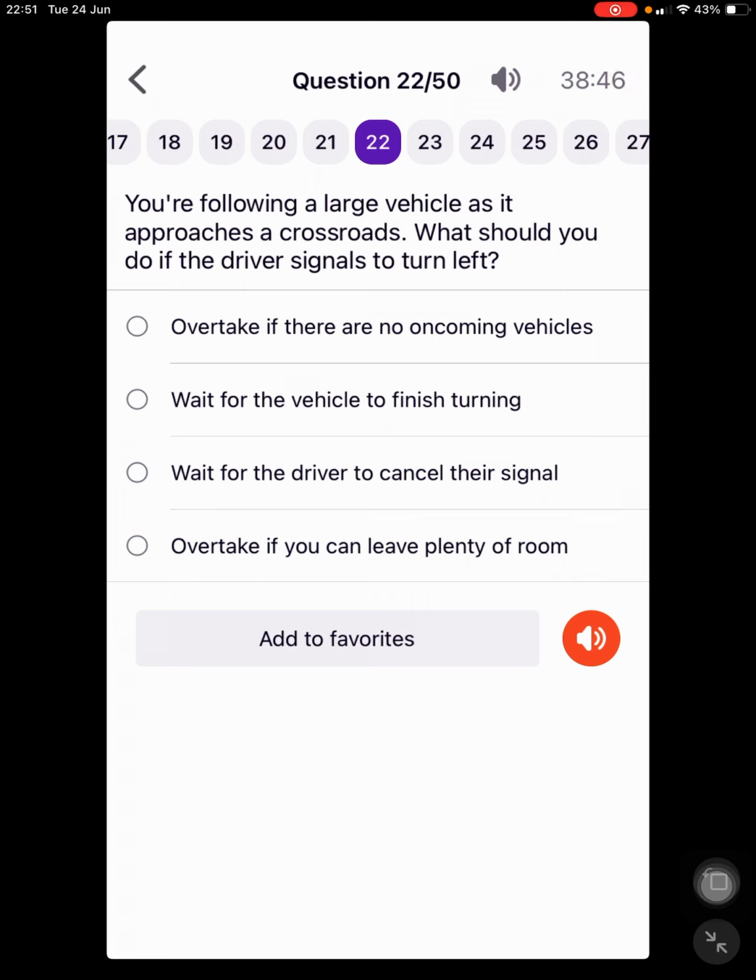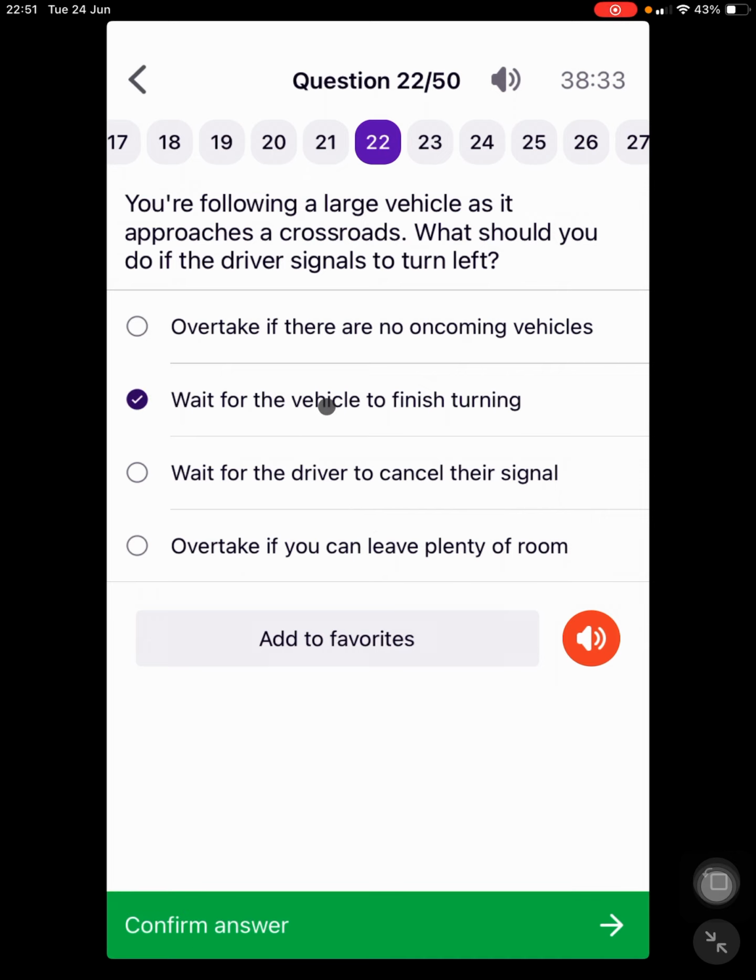You're following a large vehicle as it approaches a crossroads. What should you do if the driver signals to turn left? You should allow them space. So you should allow them space. Wait for the vehicle to finish turning. Yep.